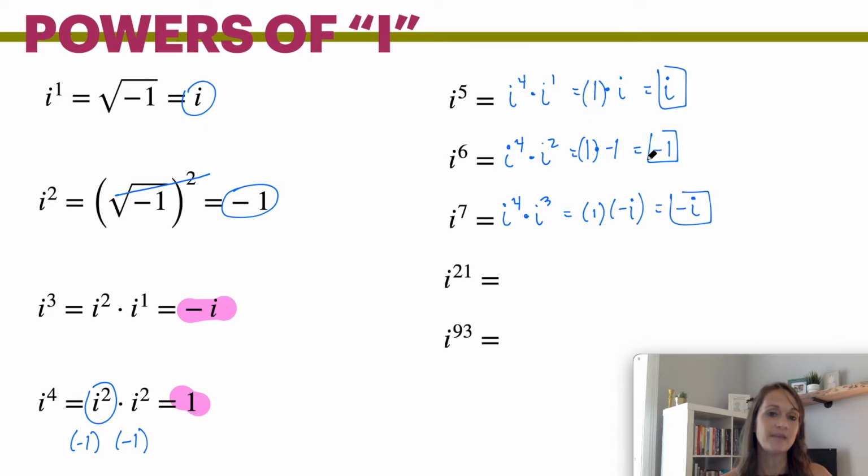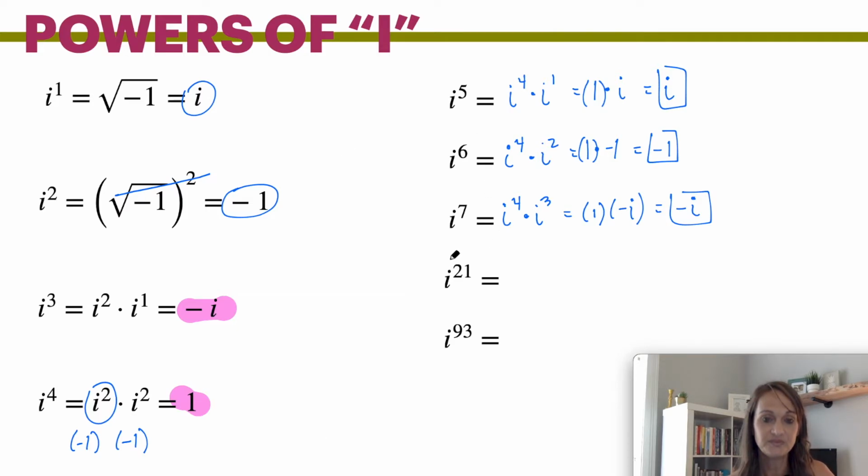So if you notice, a pattern follows. i to the 1 and i to the 5th represent the same answer. i squared and i to the 6th represent the same answer. i to the 3rd and i to the 7th represent the same answer. And then i to the 4th and i to the 8th would represent the same answer. So the powers of i create a pattern where every 4th power it is going to repeat. So if you think in terms of multiples of 4, you can find the answer.